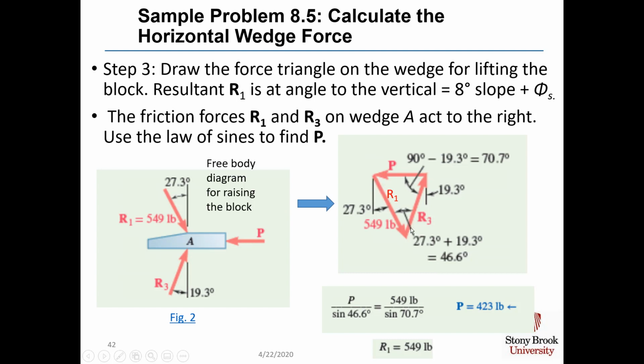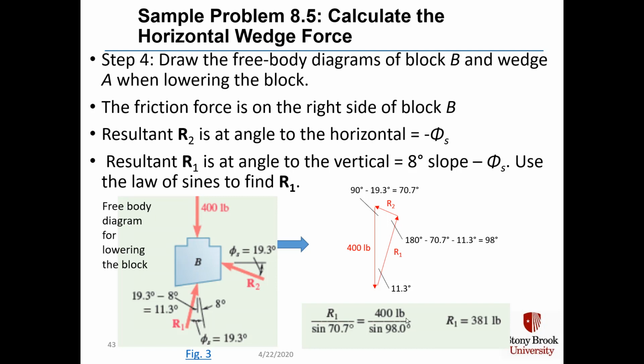There's R1 acting down, 27.3 degrees relative to the vertical. Its angle with respect to R3 is 27.3 degrees plus 19.3 degrees. That's how we got 46.6 degrees. And then this third angle becomes 70.7 degrees between P and R3. Force P is to sine 46.6 degrees as the 549-pound force is to sine of 70.7 degrees, at which point P is 423 pounds, acting to the left.